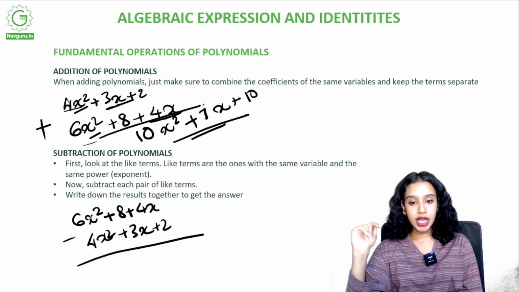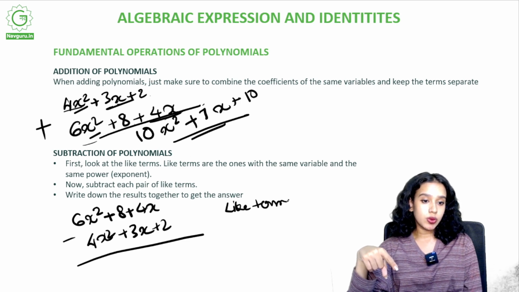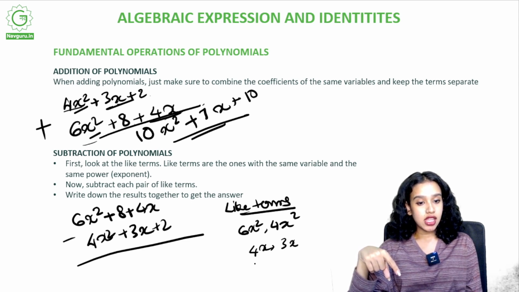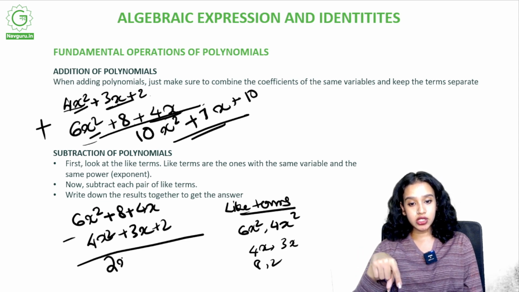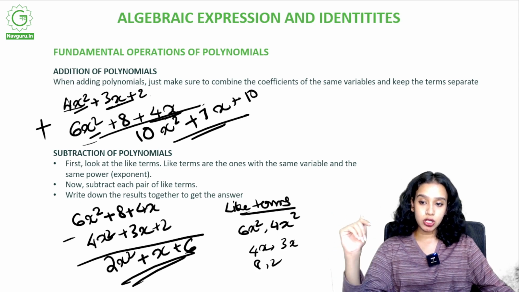What do we get? We have like terms. What are the like terms? We have 6x square and 4x square. Then we have 4x and 3x. Then we have 8 and 2. So what is 6x square minus 4x square? It's 2x square. What is 4x minus 3x? It's x. And 8 minus 2 is 6. So this is how we subtract a polynomial.